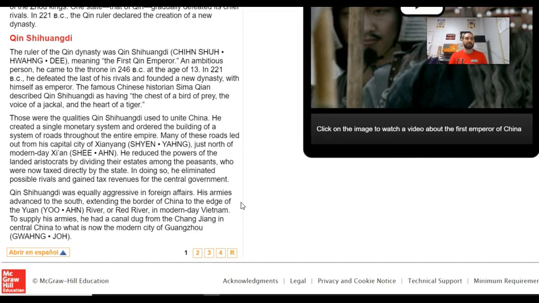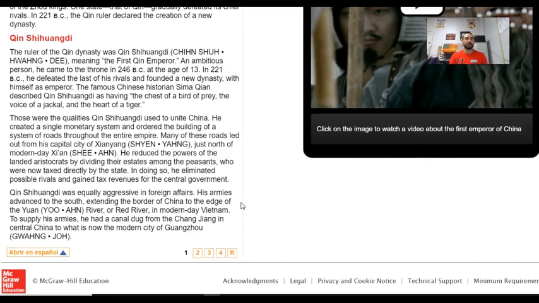An ambitious person, he came to the throne in 246 BC at the age of 13. In 221 BC, he defeated the last of his rivals and founded a new dynasty, with himself as emperor. The famous Chinese historian Sima Qian described Qin Shi Huangdi as having the chest of a bird of prey, the voice of a jackal, and the heart of a tiger. Those were the qualities Qin Shi Huangdi used to unite China.